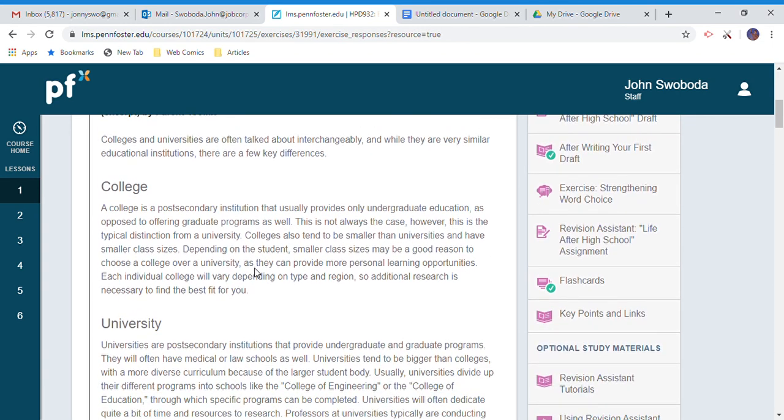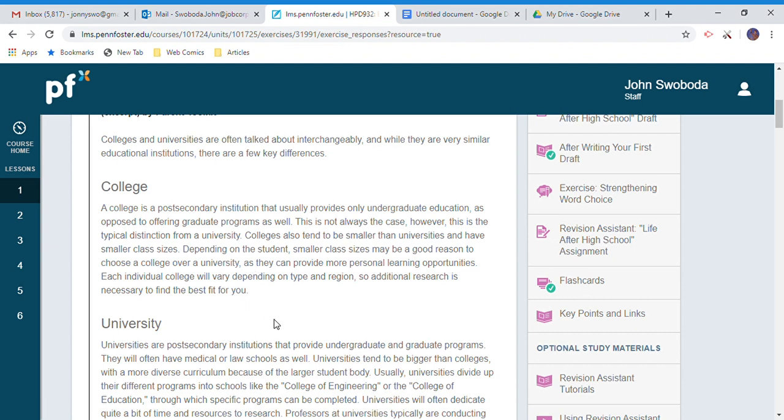Now let's read it. Colleges and universities are often talked about interchangeably, and while they are very similar educational institutions, there are a few key differences. College. A college is a post-secondary, by the way, is a word that means after high school. Primary education is grades 1 through 6, secondary is grades 7 through 12, and then post-secondary is college or university, or trade school, or apprenticeship, that kind of thing.